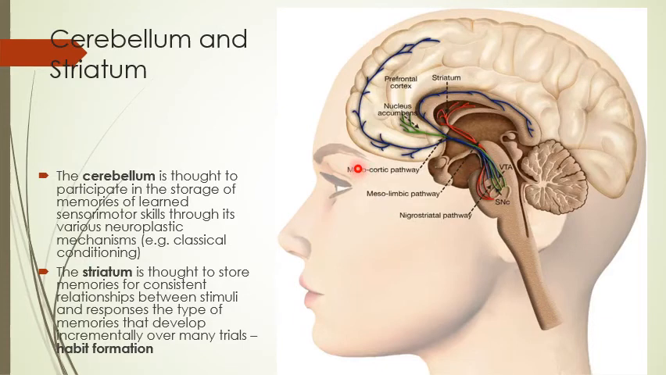The cerebellum and the striatum are also responsible for memory storage. So this structure here is the cerebellum, and this is the striatum. You have learned that the cerebellum is associated with balance and coordination. It is also thought to participate in the storage of memories of learned sensorimotor skills through its various neuroplastic mechanisms. For example, classical conditioning. When we are classically conditioned, it is stored in the cerebellum.